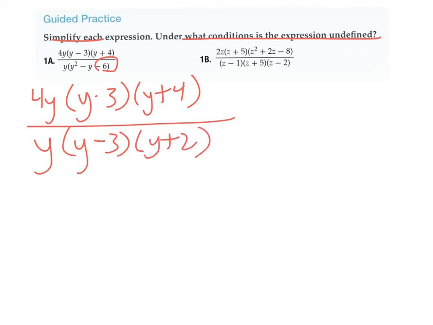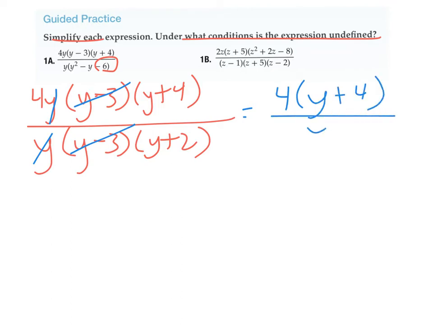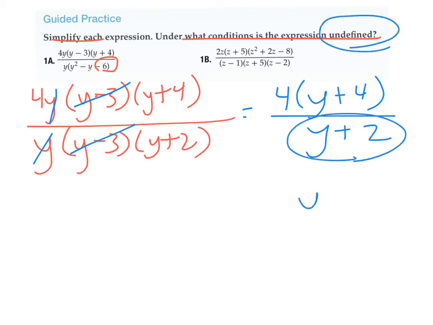Now I have it factored, so I'm canceling out everything that's exactly the same. So I'm going to use my blue line. This and this are exactly the same. This y is exactly the same as that y. What I'm left with then is 4 times y plus 4 on the numerator, and the denominator, I'm left with just y plus 2. And our undefined part is whatever makes this 0. So y cannot be negative 2.